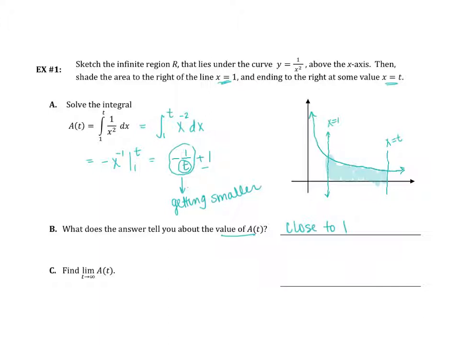We can look even at the limit here. Notice part C wants us to find the limit. So look at what we would do. We're going to have the limit as t approaches infinity of A at t, and keep in mind we found A at t to be negative 1 over t plus 1, and notice that limit would tend to be 1.